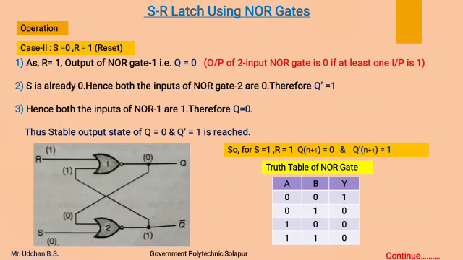Next we will see the second case, S equal to 0, R equal to 1, which is named as a reset state. We will see why that is called a reset. Now here, this is the circuit in which S is 0 and R is 1. We know the truth table of NOR gate. From this truth table, we can conclude that output of two input NOR gate is 0 if at least one input is 1.